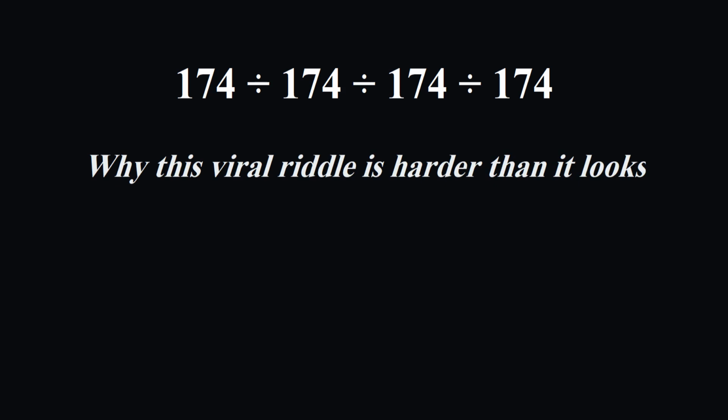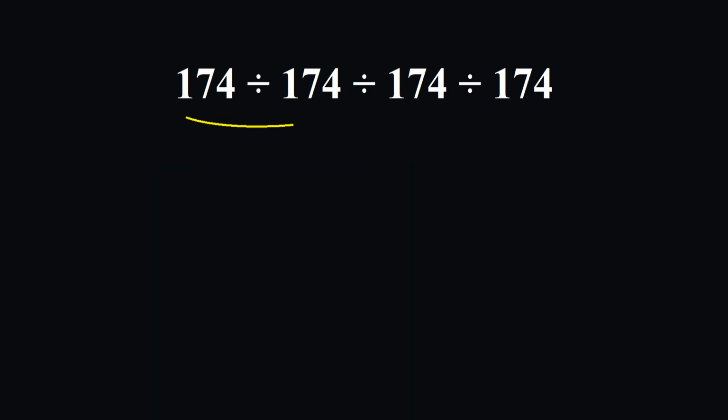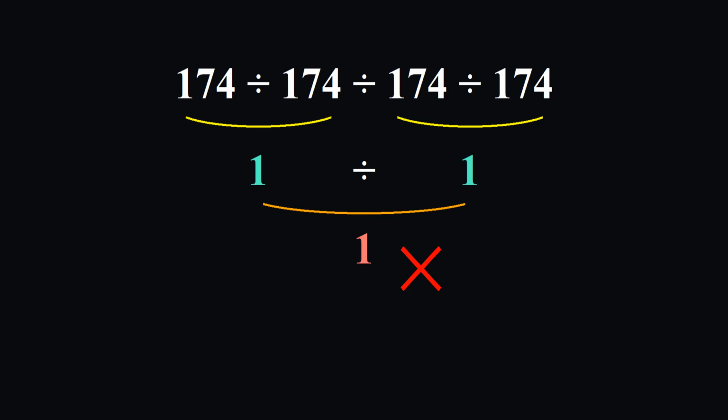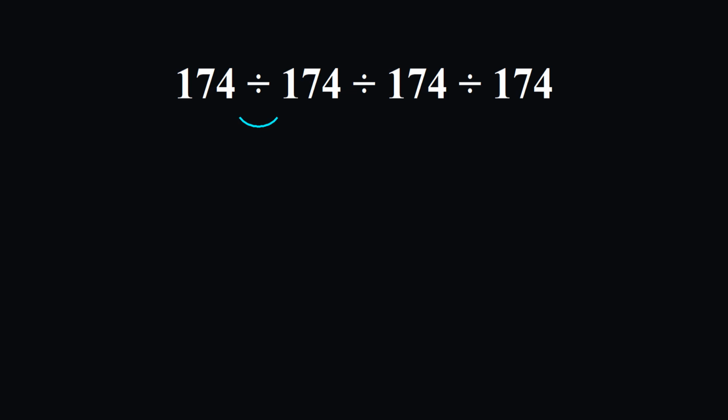In this episode clip, 174 divided by 174 equals 1, and 174 divided by 174 equals 1. Now we have this problem, 1 divided by 1, which equals 1. But this answer is not correct, because according to the order of operations we must do this division, then this division, and at last this division.